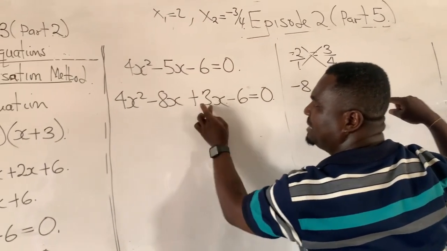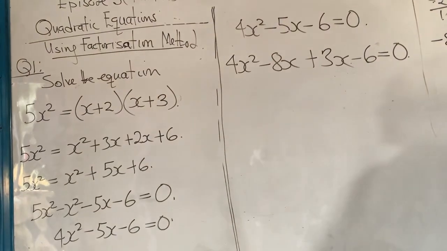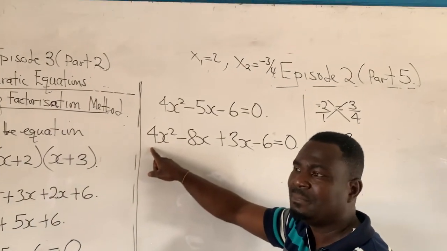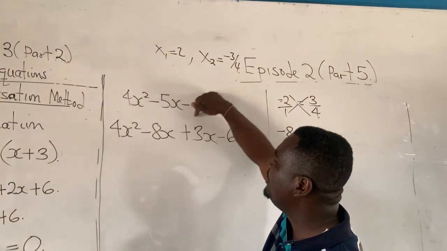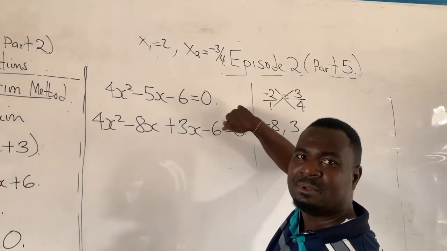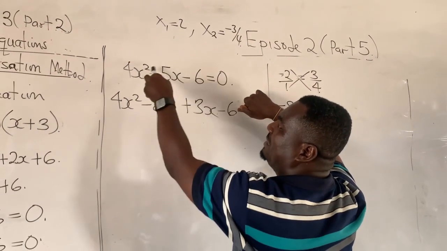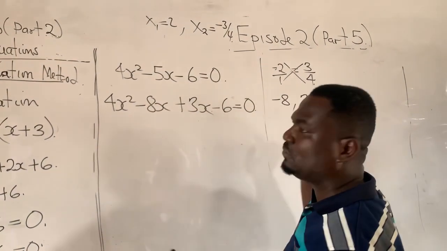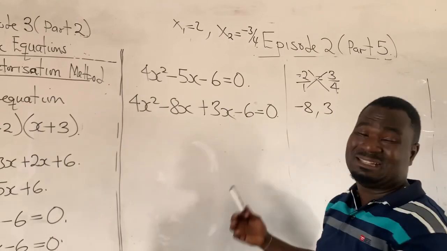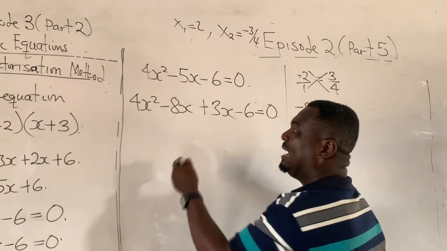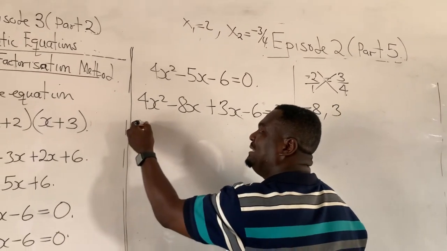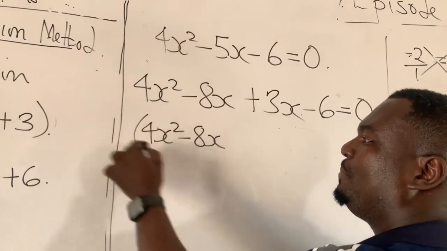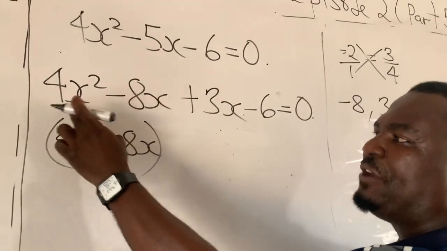Then you put the 2 numbers here to get your 4 terms. So always you maintain your first term and you maintain your last term. The middle term was removed and replaced with this -8 and 3. This is what you are getting. So from here, this is a simple factorization. And to factorize, you copy it again. 4x squared minus 8x, you put them in a bracket. You put your first 2 in a bracket.